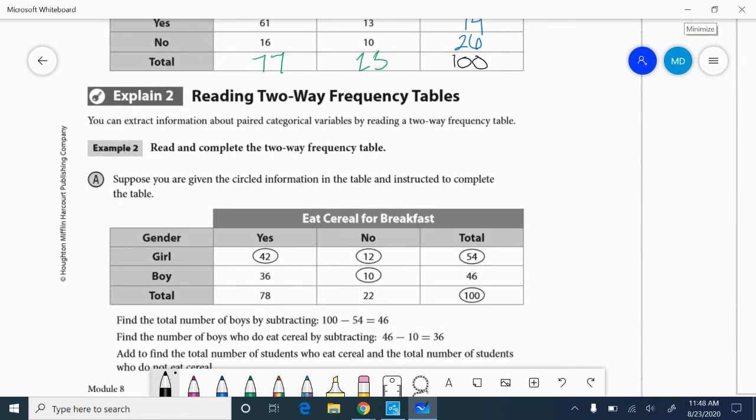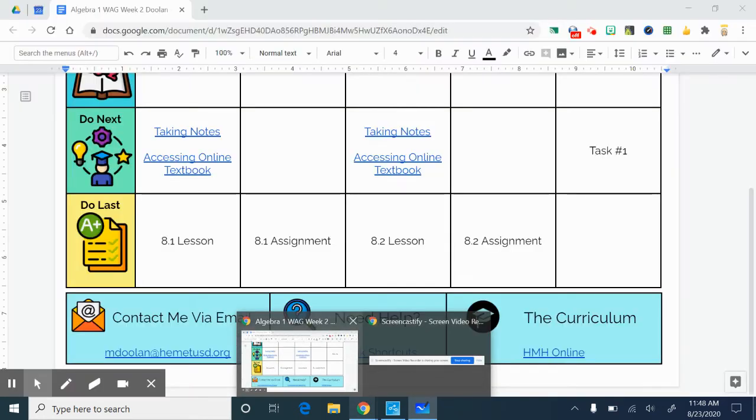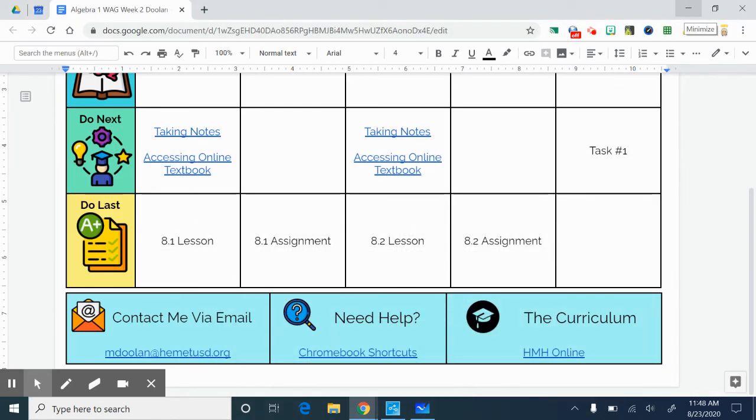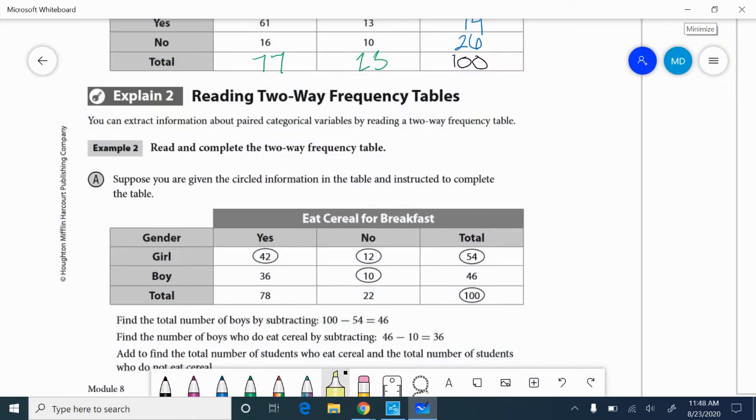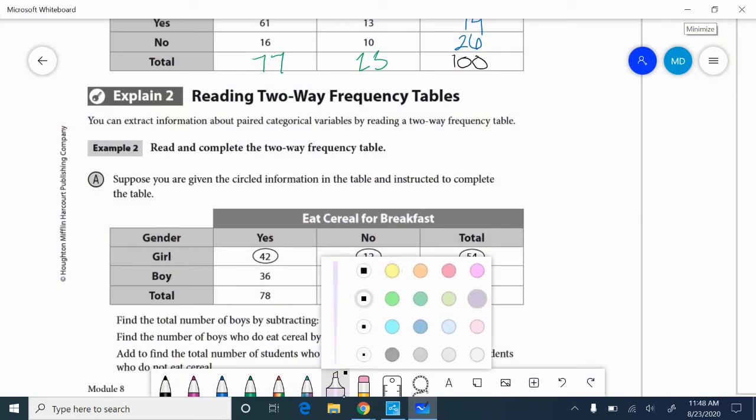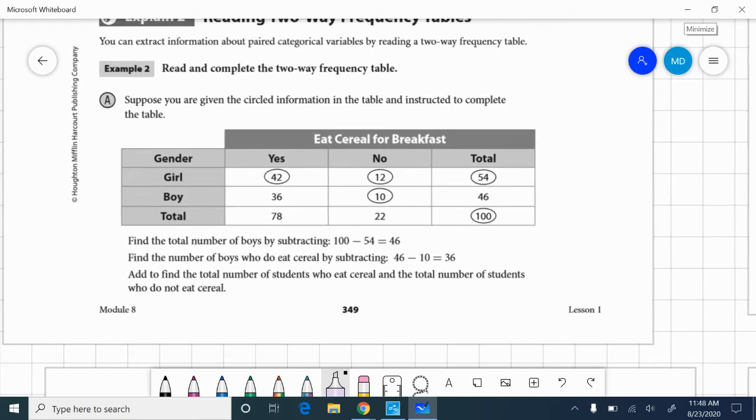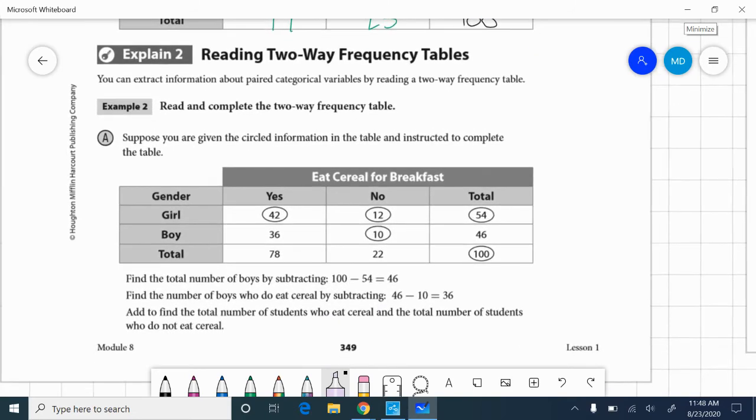All right, so now we're going to look at reading two-way frequency tables. And the stylus pen is very sensitive. You don't even have to touch the screen and it'll do what you're saying, okay?